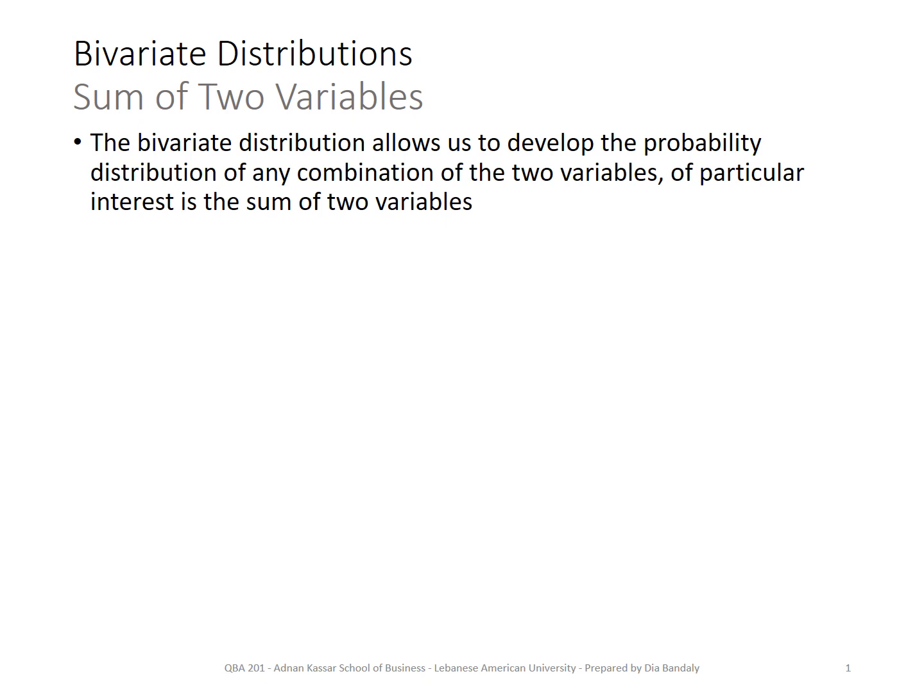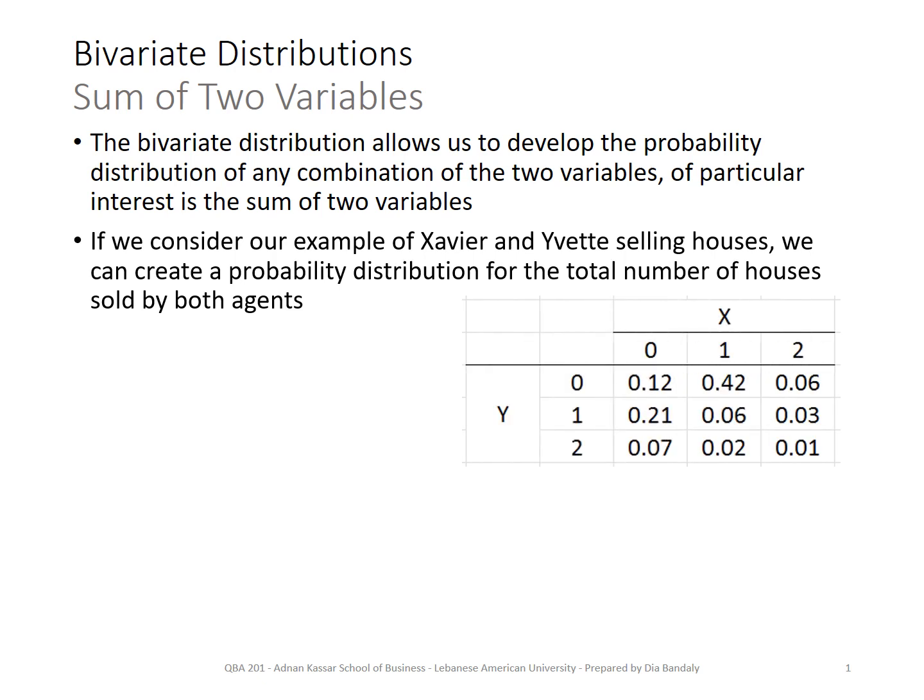In many cases, we are interested in the sum of two variables. So let's see what we mean by that. How can we derive the probability distribution of a new variable, which is the sum of X and Y? Okay, so let's go back to our Xavier and Yvette's example, where we were given already their bivariate probability distribution. And we are interested in a variable Z, you can call it anything you want, which is the sum of X and Y. So you can see that this is a completely new variable, right? It's not X, it's not Y, it's X plus Y.